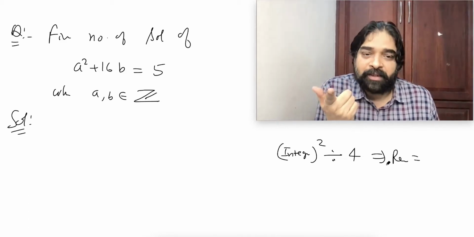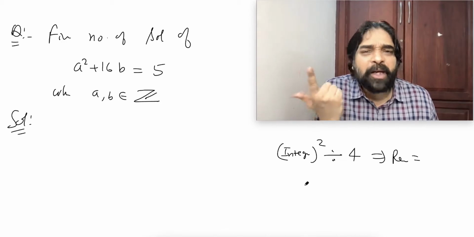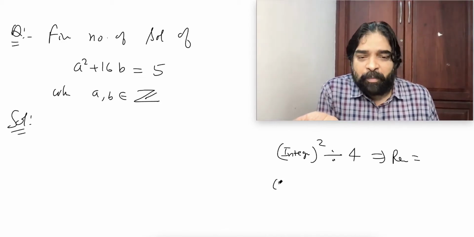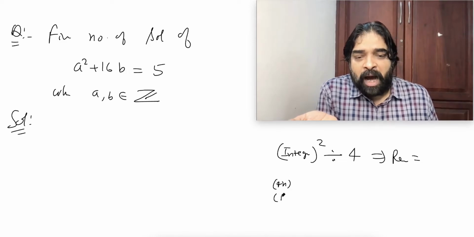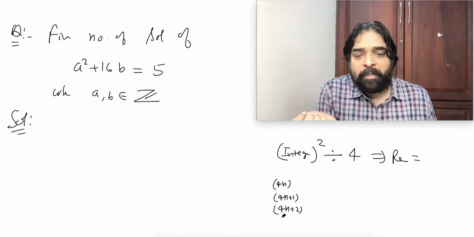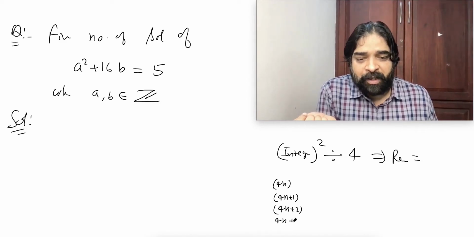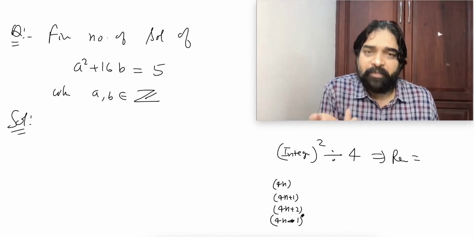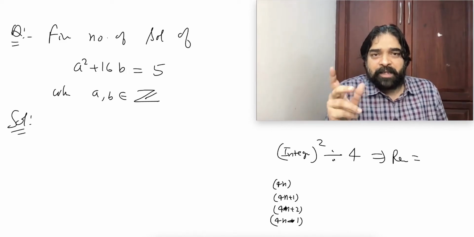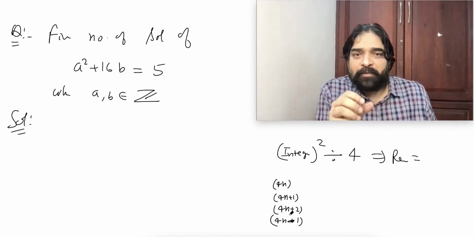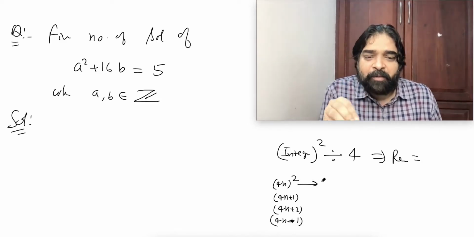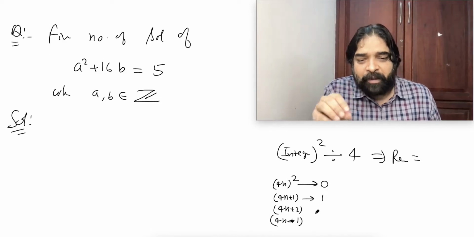Last class we discussed this. If you forgot, immediately derive it. Any integer would be of the form either 4n, or 4n plus 1, or 4n plus 2, or 4n plus 3. Plus 3 you can also write as minus 1, because plus 3 means plus 3 minus 4, plus 4 minus 1. So it will be 3. If you square, here the remainder will be 0, and here the remainder will be 1.